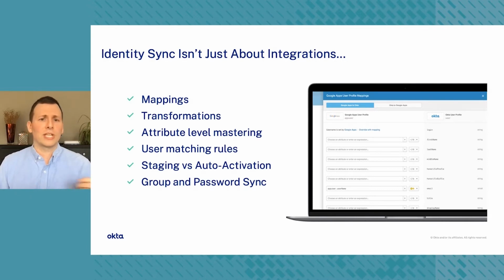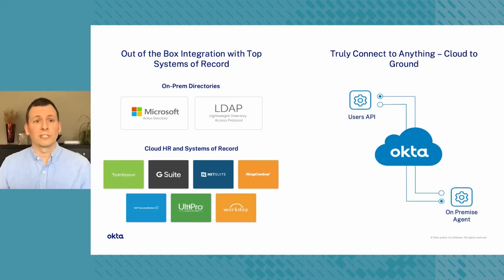And then we can also stage users ahead of time, right? So if they're starting in a couple weeks, create their account, but we're not going to activate them yet until the day actually starts. So they have that application access then. And then lastly, we can do group syncing, push your groups into applications, and do password syncing too to keep everything in line and synchronized there. So we have a lot of this out of the box for you too, whether it's Microsoft's Active Directory, LDAP, any cloud HR systems or other systems of record that can act as a source of an identity.